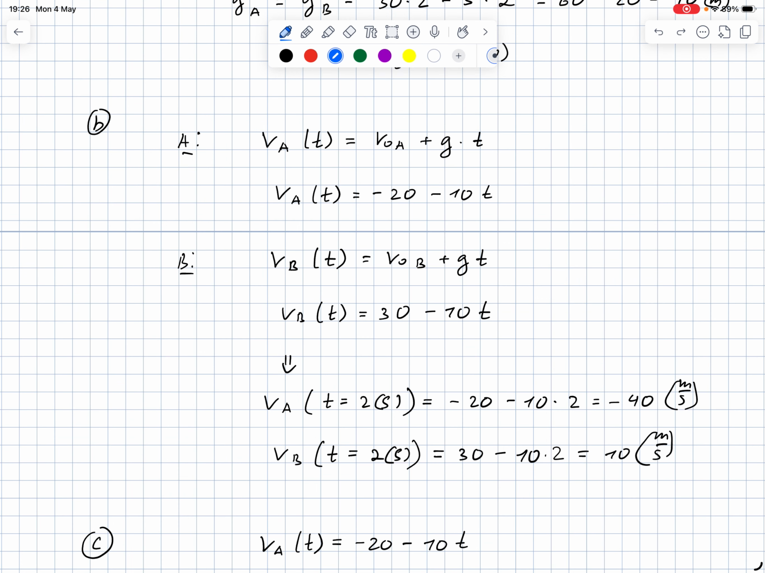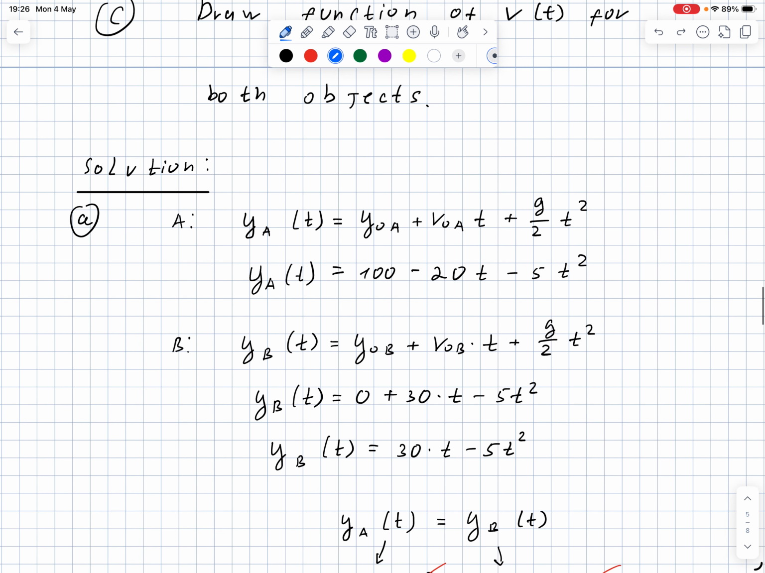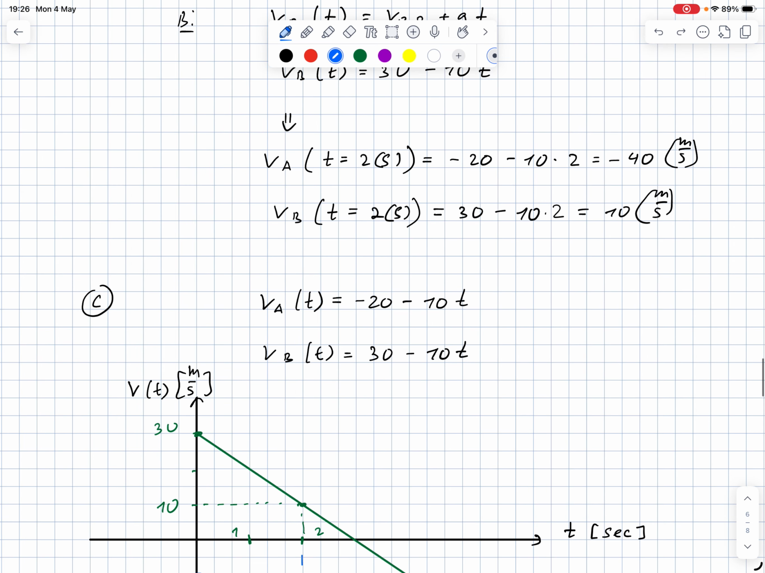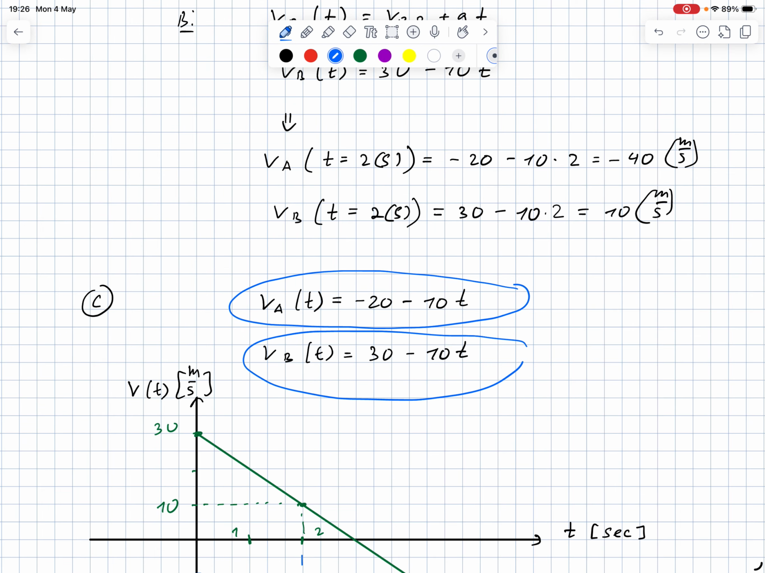Okay, and this is the answer for part B. Part C, we need to draw the function of velocity for both objects. As you can see, it's very easy linear functions. Okay, we need only 2 points to draw the linear function.